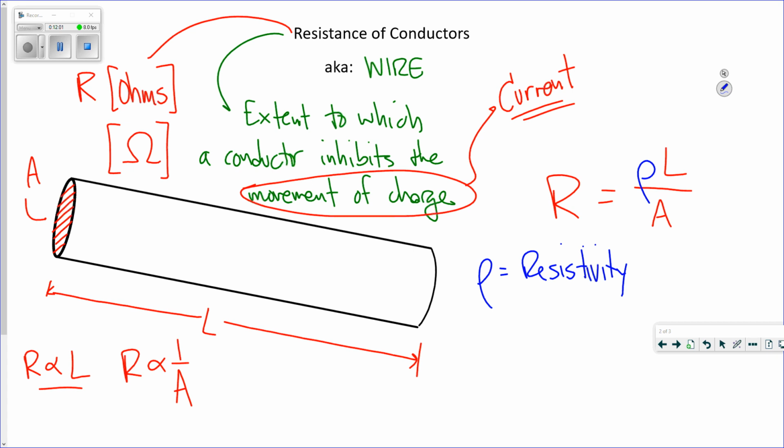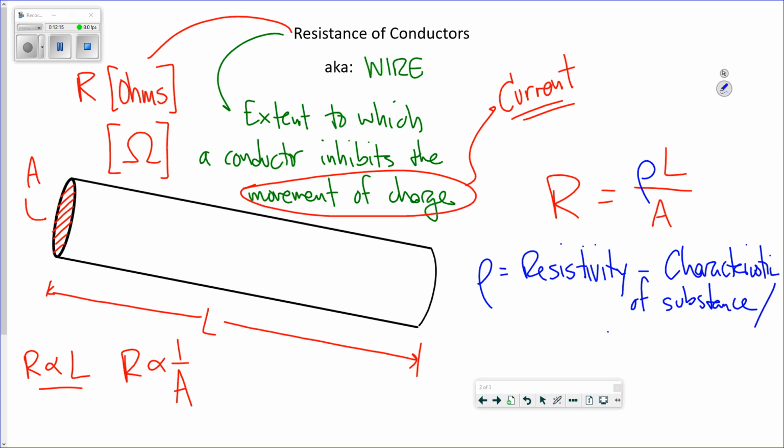And so this is a characteristic of the substance/material from which the conductor is made.